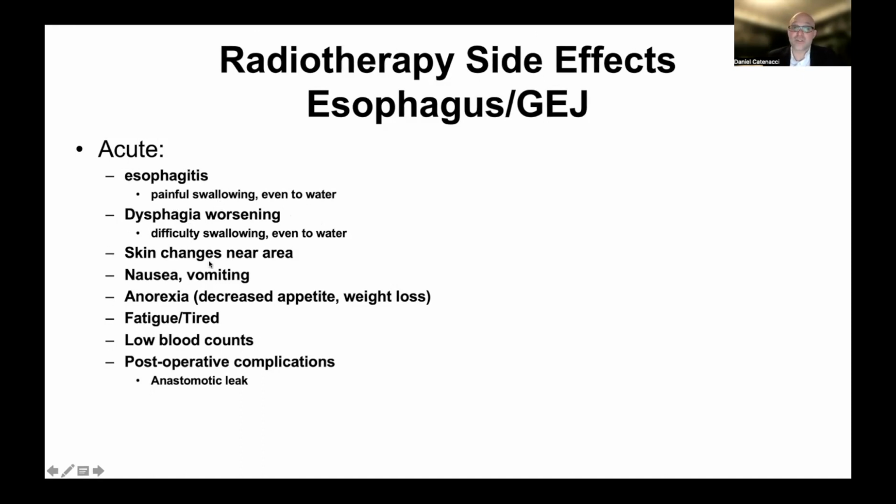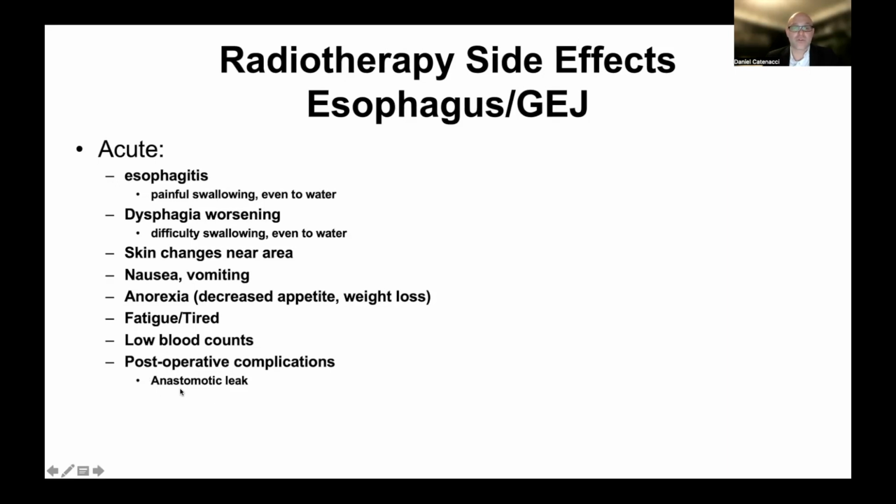Also, skin changes near the area. So remember, this is like radiation, so it can cause redness in the skin and even browning or tanning. It can cause nausea and vomiting, as we talked about, when it is towards the GI tract, and also decreased appetite, weight loss, often make patients feel tired or fatigued. It can decrease the blood counts because our bone marrow in the bones within the field of the radiation can be affected.